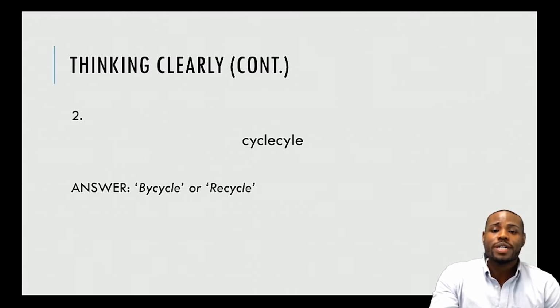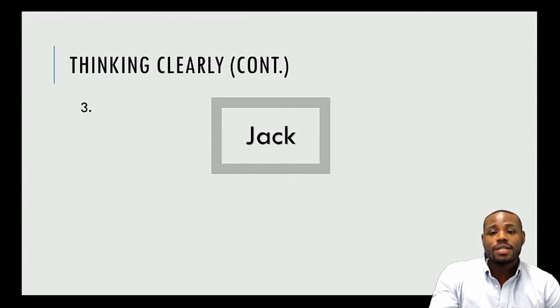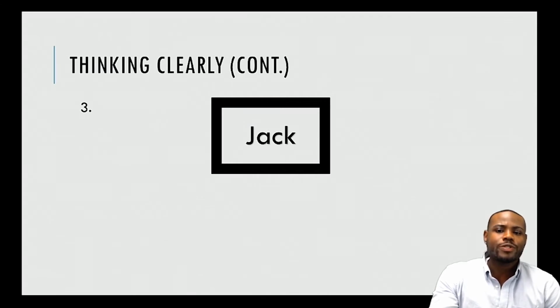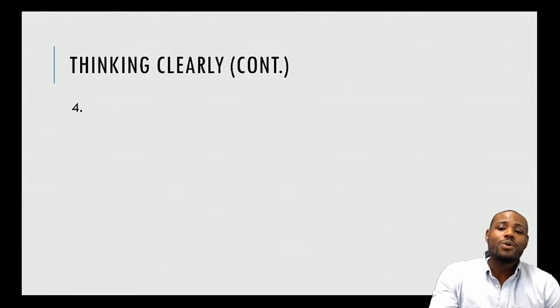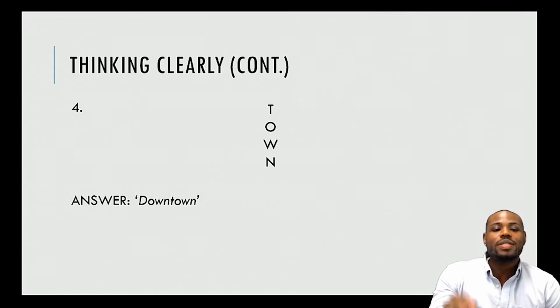All right, so we're going to move on to number 3, you guys. Number 3 looks something like this. Does anyone know the answer to this one? I'll give you a hint. There's a restaurant named after this one. That's right, you guys. It is Jack in the Box. Awesome job. We're going to move on to number 4. Does anyone know the answer to number 4? The answer to number 4 is downtown, because the town is going down. Makes sense? Of course it does.